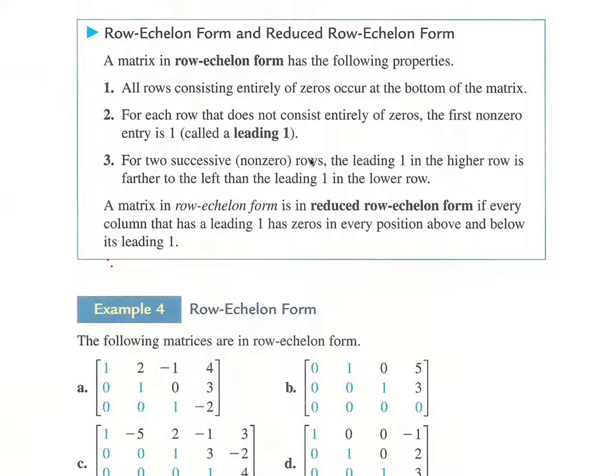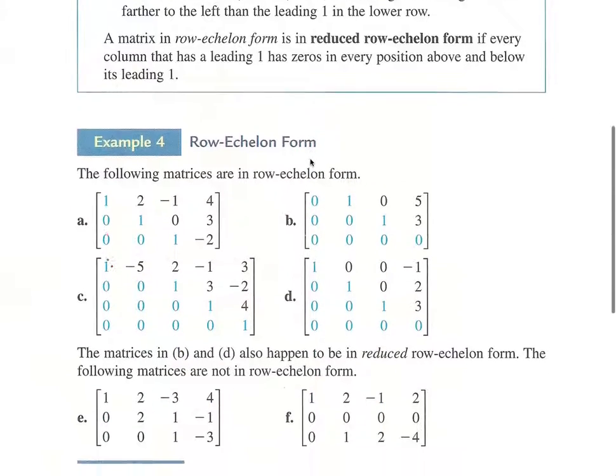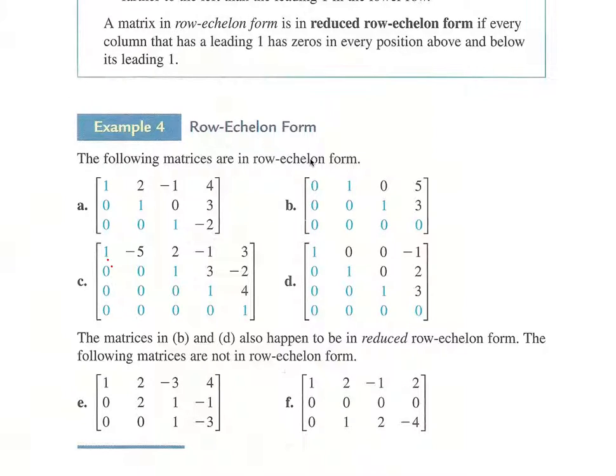First rule is, if I have a row that has just zeros, it's got to be the very bottom row. Okay? So if you notice on these examples down here below, I've got a row of just zeros and a row of just zeros. Notice that they're both the bottom row. So that's the first rule. If you have a row that's all zeros, it's got to be on the bottom.